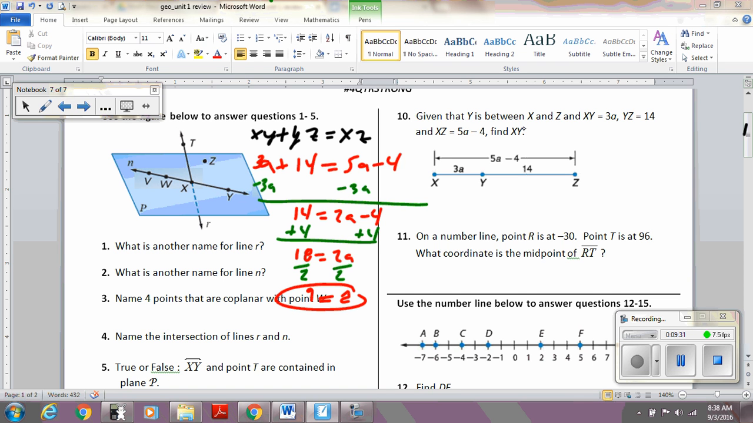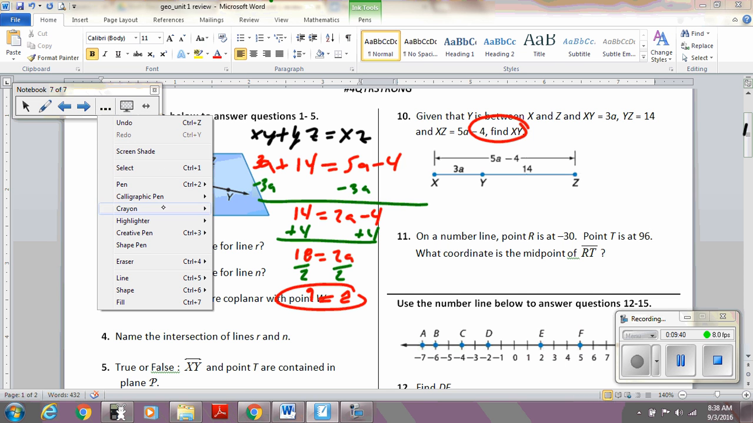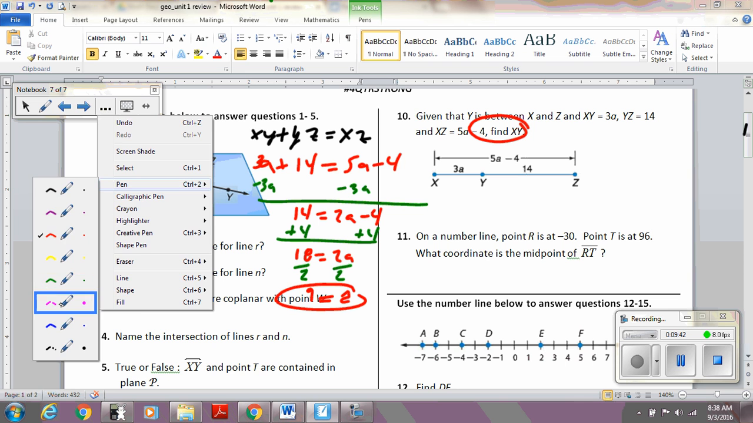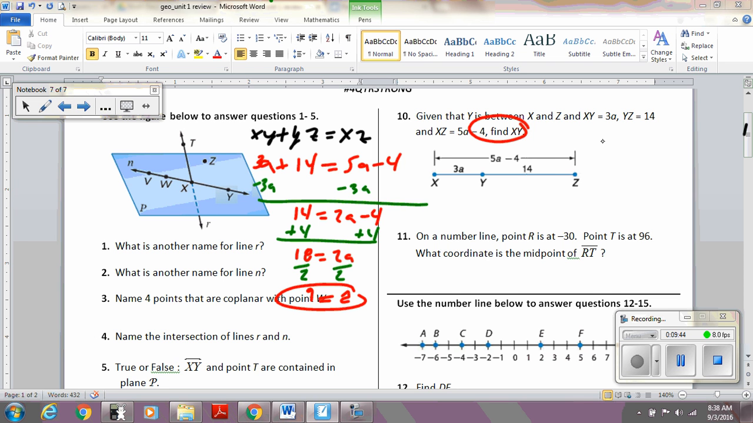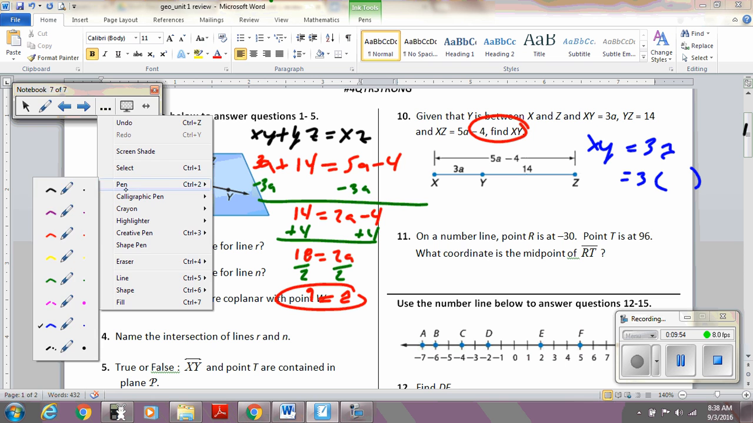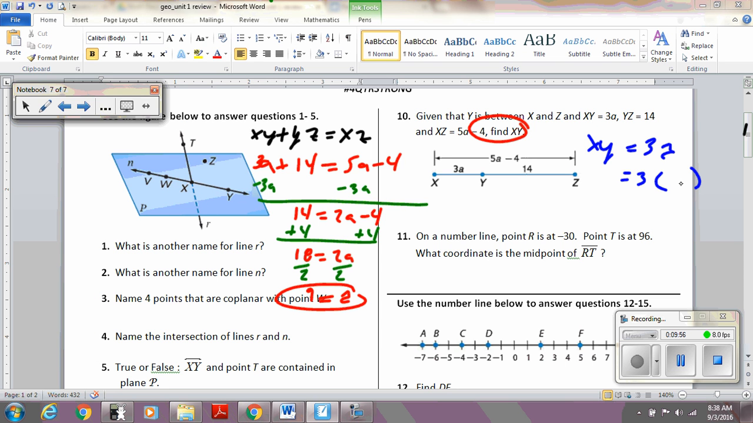But again, they want us to find xy. So now we would go back and use the algebraic expression they gave us for xy, which was 3 times a. And we're going to plug in 9 for a. So it's 3 times 9, which is 27, as a final answer.